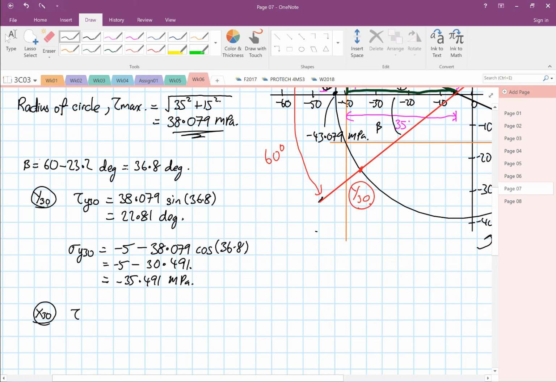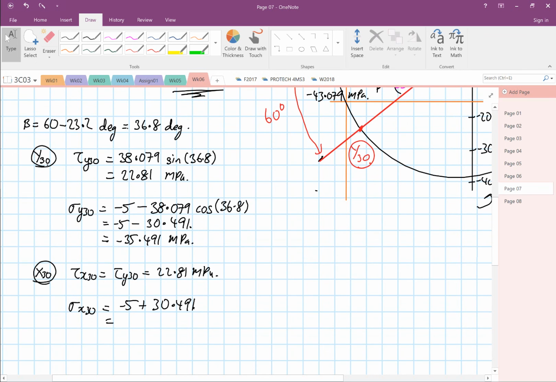So next we have to find our X30. So the shear stress X30 is the same as Y30. So it's equal to, sorry, it's not in degrees, it's in megapascal. So this is also equal to 22.81 megapascal, and then your normal stress X30 is equal to minus 5 plus 30.491. Same explanation like before. Minus 5 plus 30.491, so it's equal to positive 25.491 megapascal.